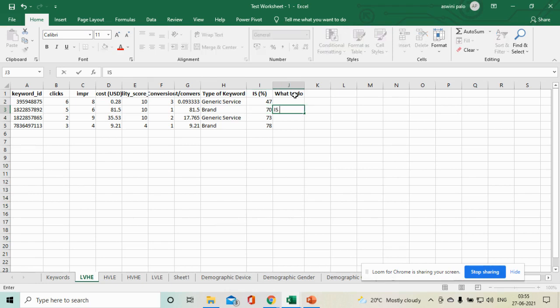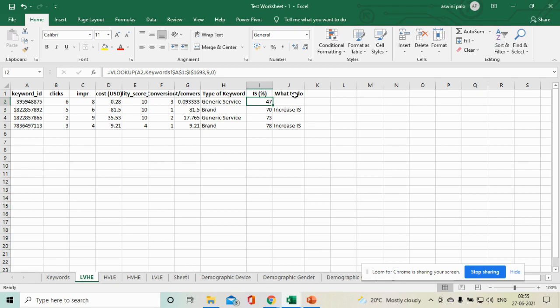So what you can do, you can increase IS. Similarly, increase IS. Now here, what is happening? This is a generic service keyword. Let me tell you, 70% impression share is good for a generic keyword. Generally with generic performing keywords, if you increase your impression share, you might lose certain conversions and your spends may go up.